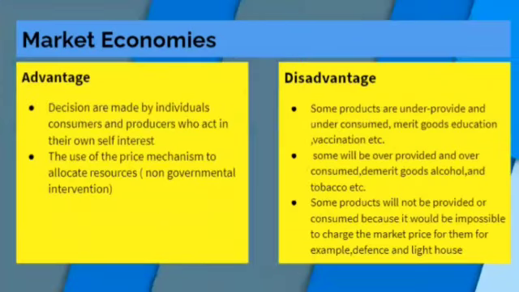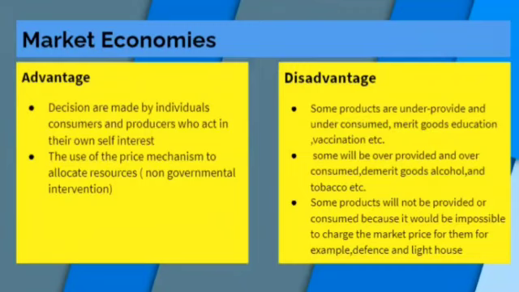So let's move to the market economy's advantages. Number one, decisions are made by individuals, consumers and producers, who act in their own self-interest. If a person acts in their own self-interest, then definitely the motivation level will be high, they will work harder, and the profit will also increase. Number two, the use of the price mechanism to allocate resources, with no government intervention, because the prices are decided by the free forces of market demand and supply.